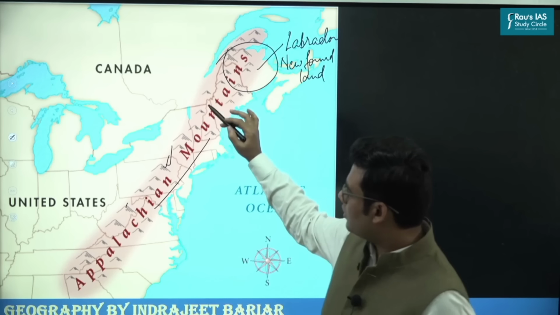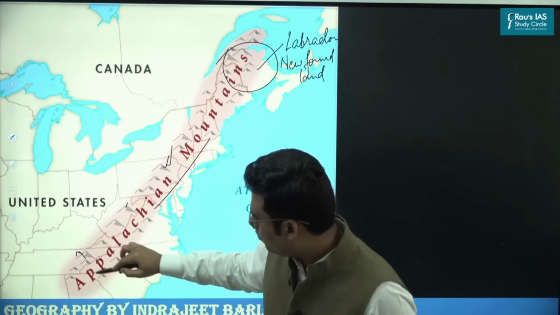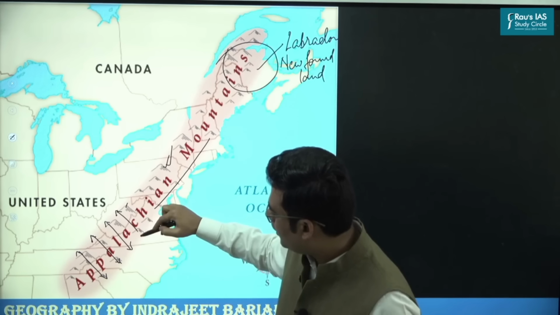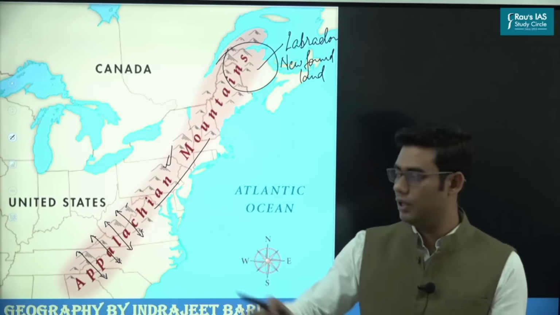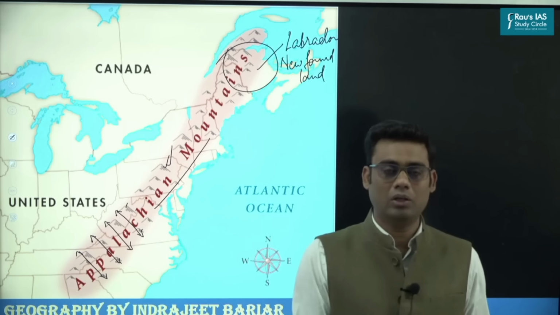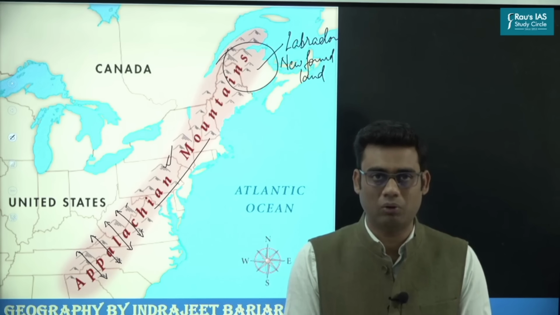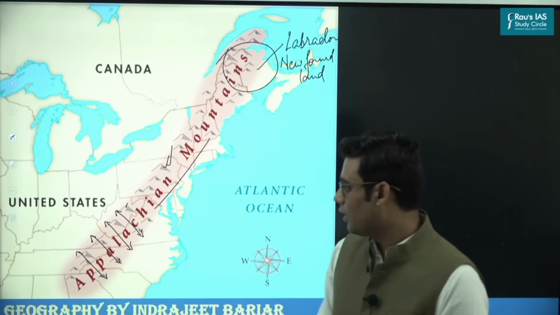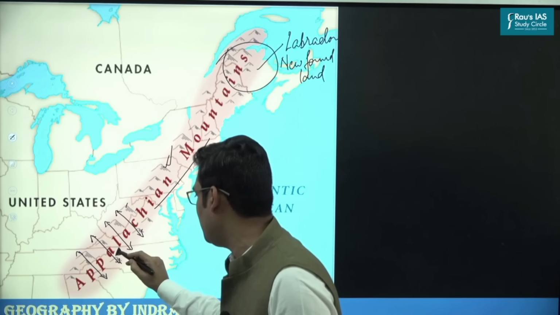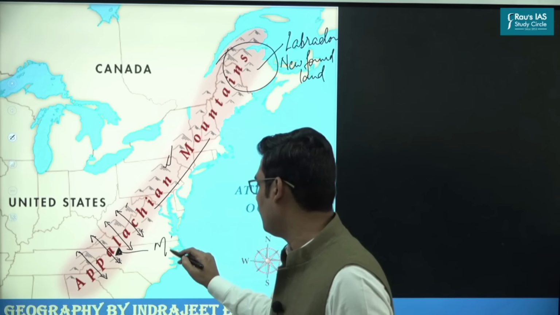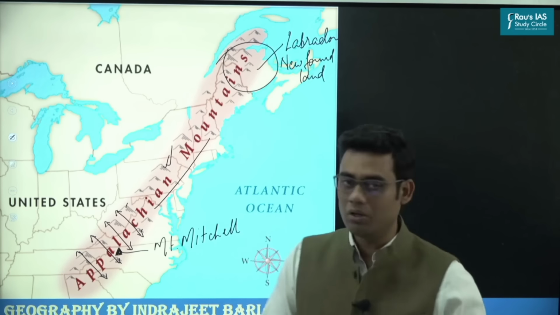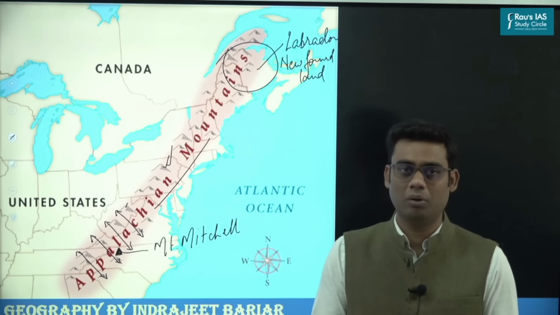Now these Appalachian mountains towards the south are much higher and much broader than their northern counterpart. So I can say, moving from north to south, the height as well as the width of the Appalachian mountains goes on increasing. And in these mountains, I find the highest peak of the Appalachians, which goes by the name Mount Mitchell. So Mount Mitchell is the highest peak of the Appalachians.